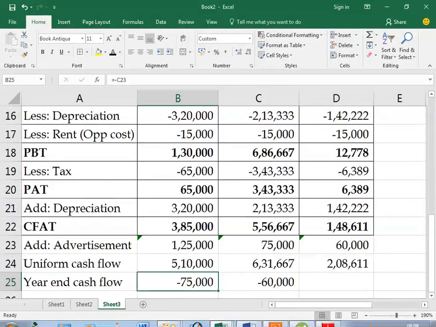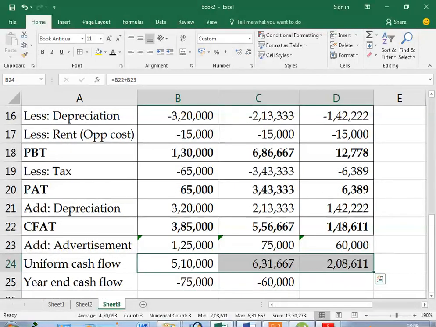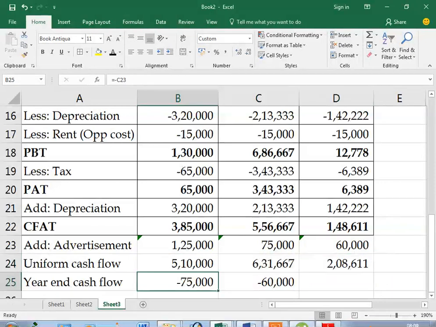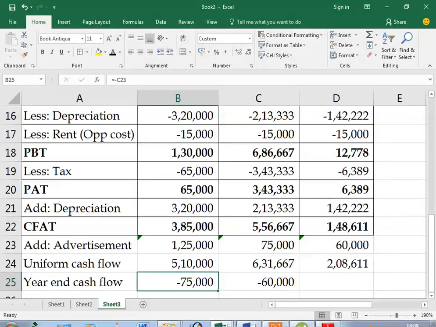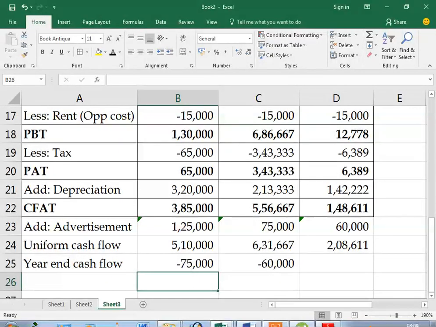So after adding back depreciation, whatever we get is the uniform cash flow throughout the year. This will be multiplied with 0.88, 0.69, whatever those numbers you see. Advertisement is a one-time cash flow. So this will be multiplied with the other factor 0.80, 0.64 and 0.51. So I am segregating the cash flows into two.